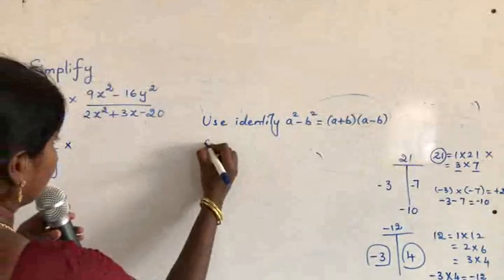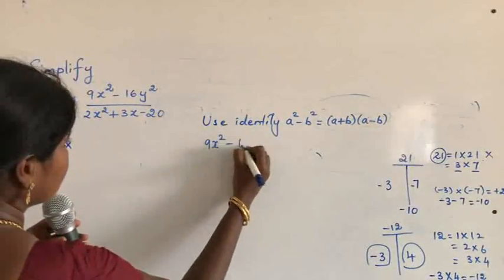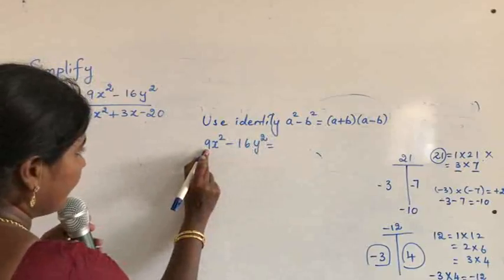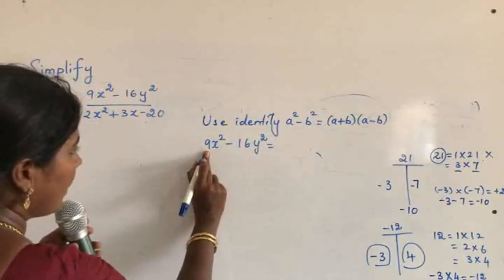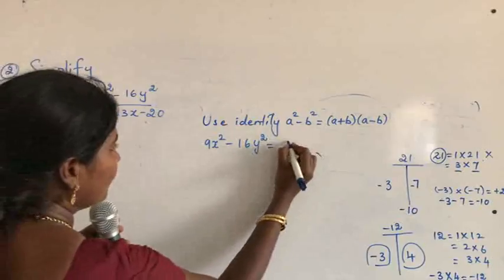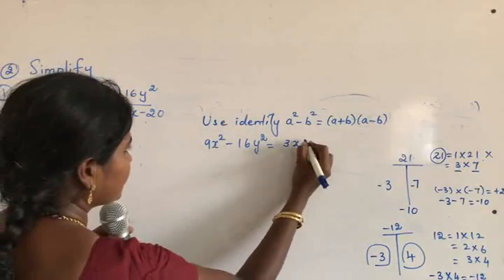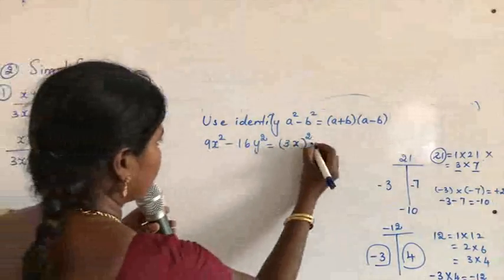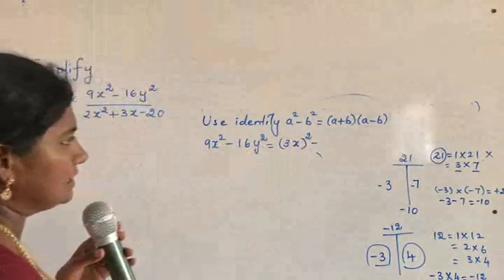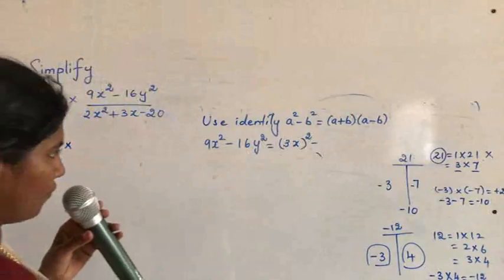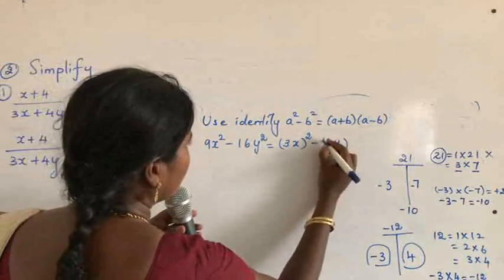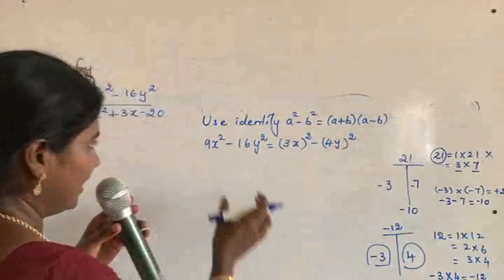So what happens? 9x square minus 16y square can be written as, now 9 is a square of 3. So this will be written as 3x the whole square minus 16. 16 is a square of 4. So you can write this as 4y the whole square.